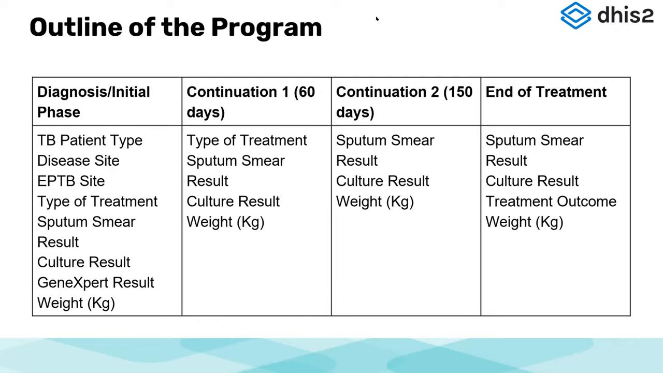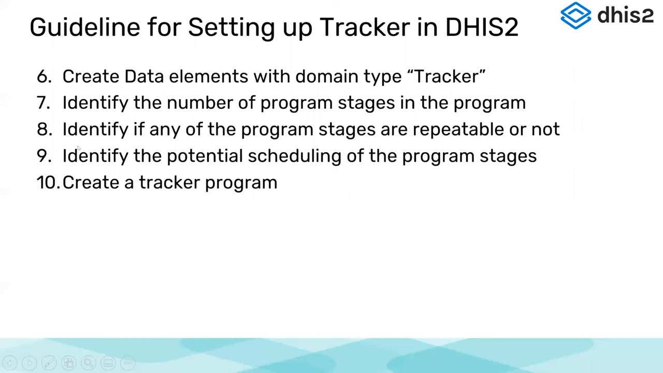Right. So now that we have identified the number of program stages in this TB program, what the data elements are in each program stage, whether they are repeatable or not, and also the possible scheduling, I mean, from the start date, how many days later we are going to collect this data, these items are now clear. So step number 10 is actually to create the tracker program.